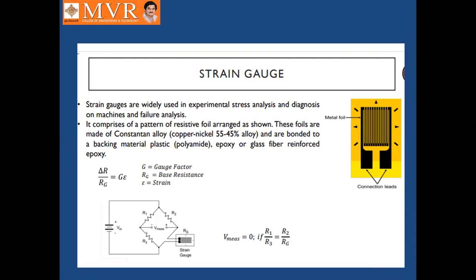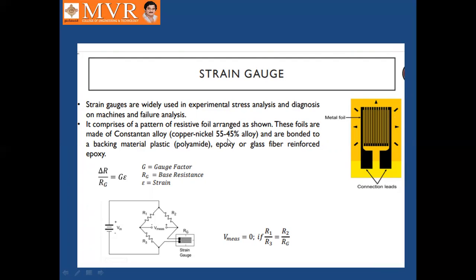It comprises a pattern of resistive foil arrangement. What we see in black color in this picture is called the resistive foil, and these foils are made of constantan alloy. It is nothing but copper and nickel, in a percentage of 55 to 45% of alloy.